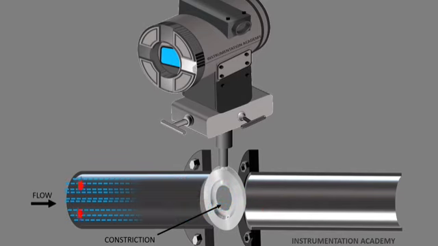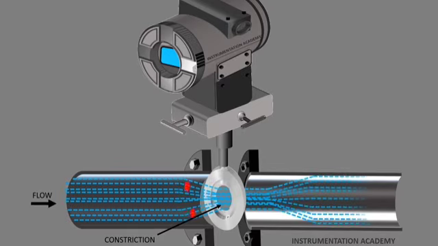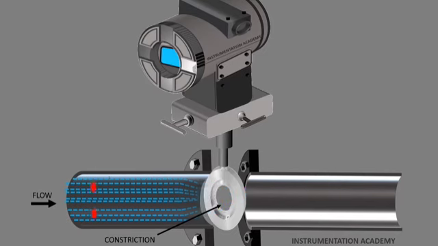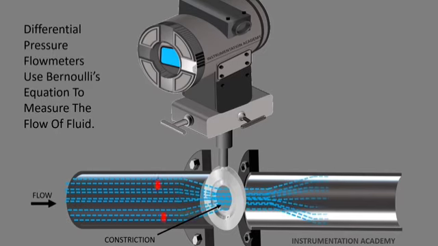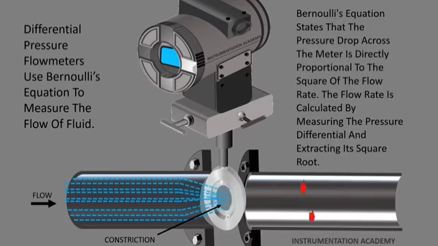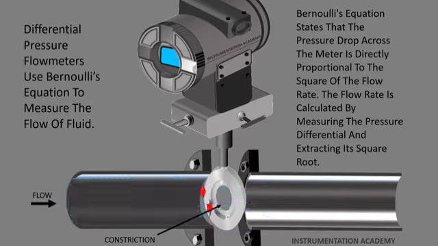When the flow increases, more pressure drop is created. Impulse piping routes the upstream and downstream pressures of the flow meter to the transmitter that measures the differential pressure to determine the fluid flow. The basic working principle of differential pressure flow meters is based upon Bernoulli's equation, which states that the pressure drop across the meter is directly proportional to the square of the flow rate. The flow rate is calculated by measuring the pressure differential and extracting its square root.